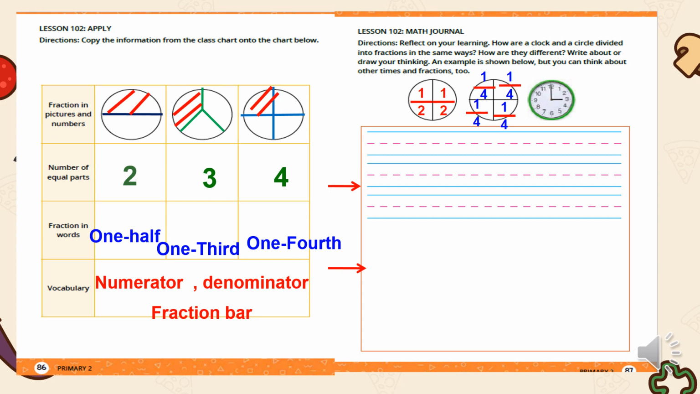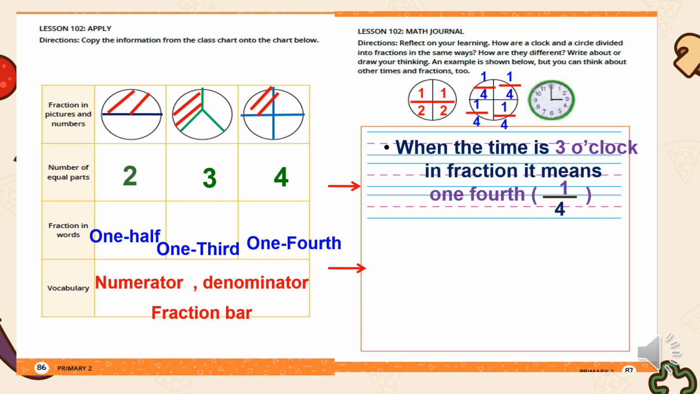In the same way, how are they different? In the first circle, it's divided into 4 equal parts. So each part is 1/4. When the hour hand is on 3, the time is 3 o'clock. So this part is 1/4. So the fraction here is 1/4.